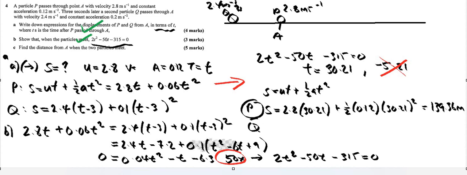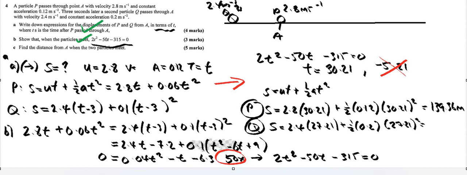I could do it for Q. Then my distance would be my initial speed, which was at this point 2.4, times, now remember, for Q it's going to be t minus 3, so that's 27.21, plus a half, now the acceleration for Q is 0.12, and then again 27.21 squared, and I get the same 139.4 meters. So that takes care of C.